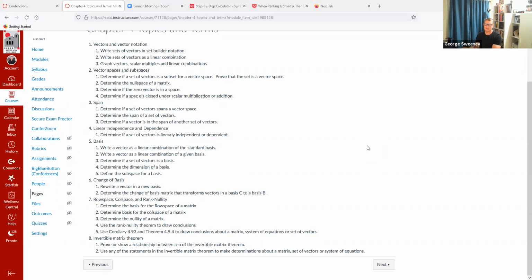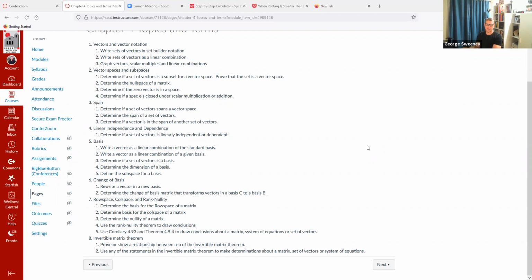3, span. All these things about span. Determine if a set of vectors spans a vector space. Determine the span of a set of vectors. We've done that a couple times today already. Determine if a vector is in the span of another set of vectors. Right? Can it be written as a linear combination of the set of vectors? 4, determine if a set of vectors is linearly independent or dependent. Booyah. Under all sets of conditions.